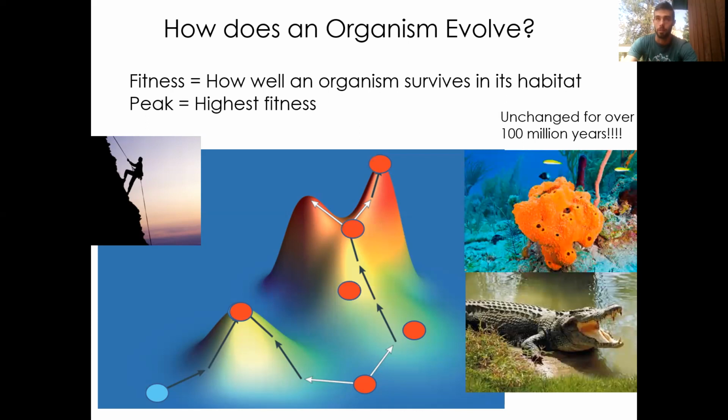So a perfect example of this is sponges and crocodiles. And I know that doesn't make any sense, but both of these two animals have gone unchanged for over hundreds of millions of years. And you think about a sponge and a crocodile looks much more complex than a sponge. But the sponge is perfectly evolved for its specific environment. It doesn't need to change anymore because it's perfect for that specific location.